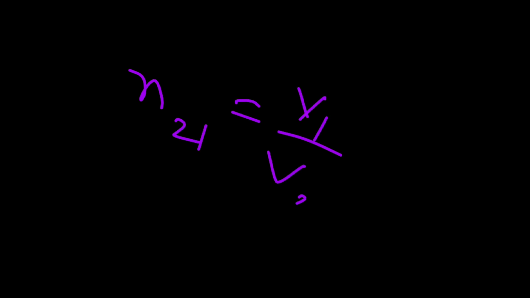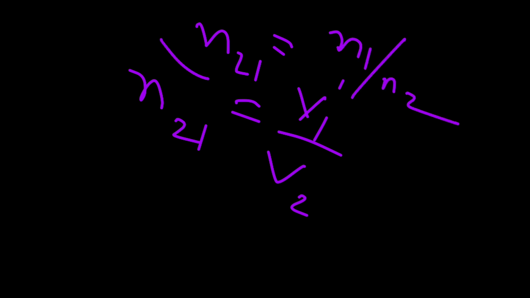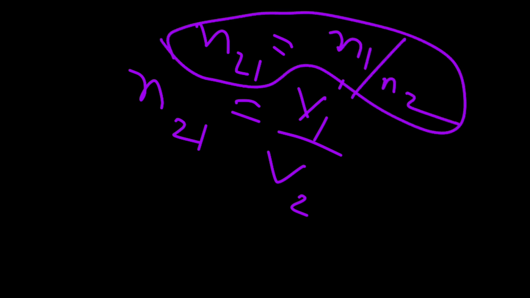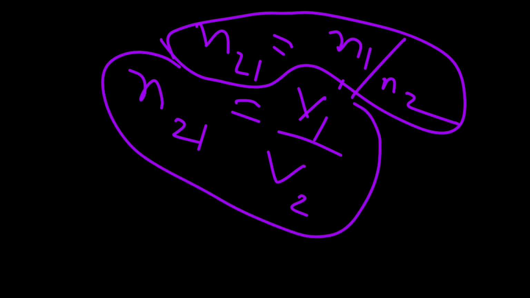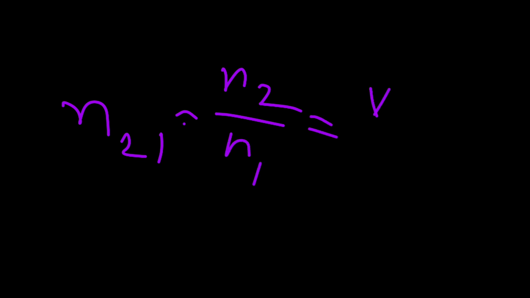So we have one more formula for this also. n21 is equal to v1 by v2. n21 is equal to n2 by n1. So we have two formulas for this, n2 by n1 or v1 by v2. So let's compare these two. n2 by n1 is equal to v1 by v2.